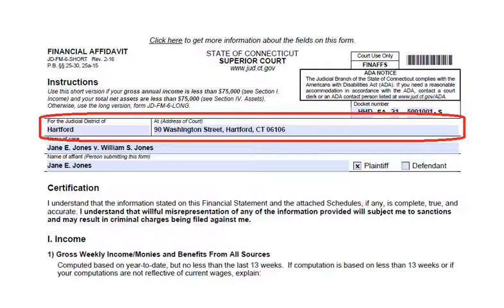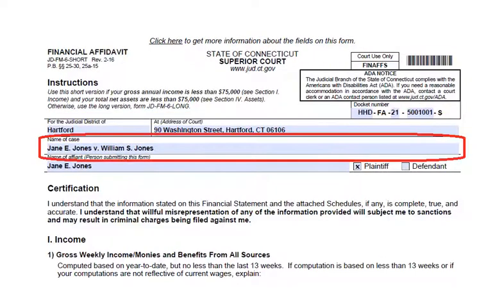In the box labeled At Address of Court, type the full address of the court. Include the number, street, city or town, and zip code. In the box below, type the name of your case in the box labeled Name of Case. Be sure to use the full name of the case.